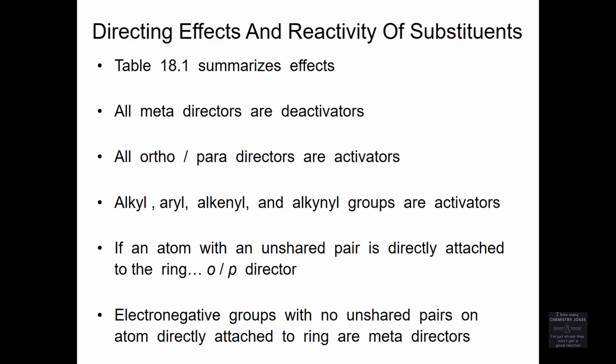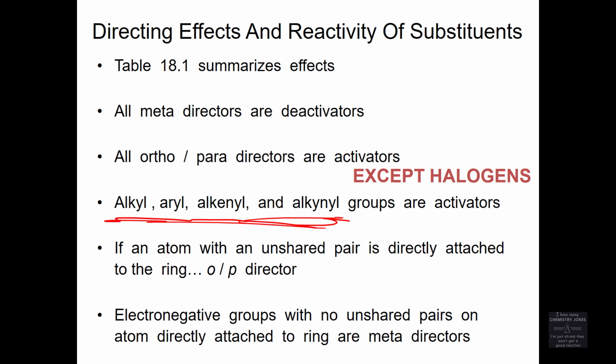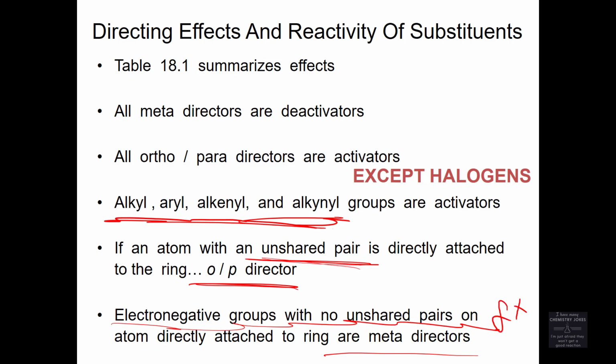Let's see if we understand the take-home messages. All meta-directors are deactivators. True story. All ortho-para directors are activators. False. That's true except for the halogens. All ortho-para directors are activators except for the halogens. Plain carbon groups are activators. Yeah. If an atom with an unshared pair is directly attached to the ring, it's an ortho-para director. Yeah, that's situation number one, lone pair. Electronegative groups with no unshared pairs are meta-directors because they have a partial positive. Yeah.